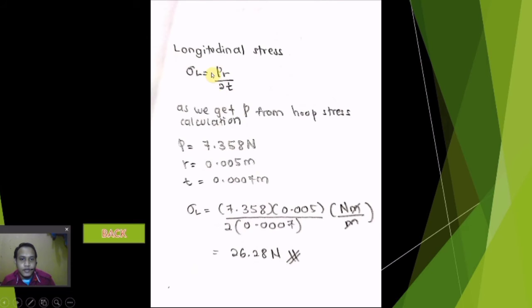Okay, in the longitudinal stress, the equation is a little bit different. We add 2 multiplied by thickness. As we get P from the hoop stress calculation, P equals 7.358 newtons. Inner radius equals 0.005, thickness 0.007 meter. So we substitute into this formula. So we get 26.28 newtons.